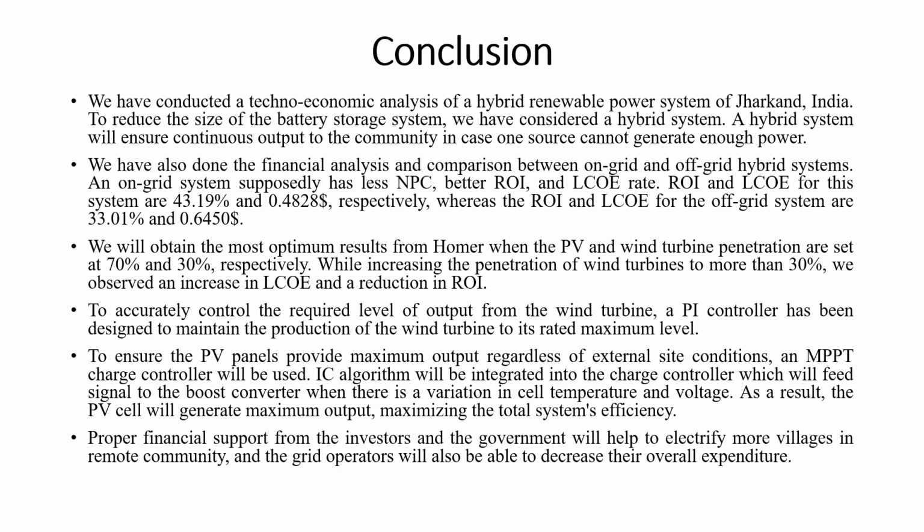And we get the most optimum results from the HOMER Pro software when the penetration of the wind turbine is set at 30% and the penetration of the PV cell is set at 70%. To accurately control this penetration, a PI controller is developed and it accurately maintains the penetration percentage to get the maximum power output from the whole system. We also developed an MPP charge controller with an integration of the IC algorithm, because as we are getting more power from the PV cells, it is important to ensure that the PV cell provides the maximum power output all the time.